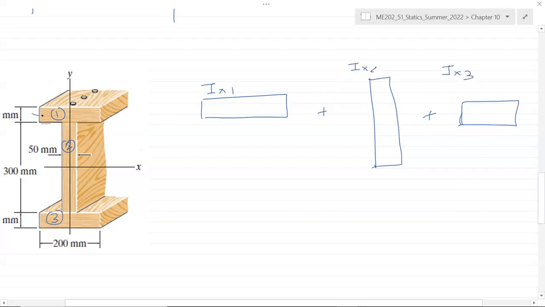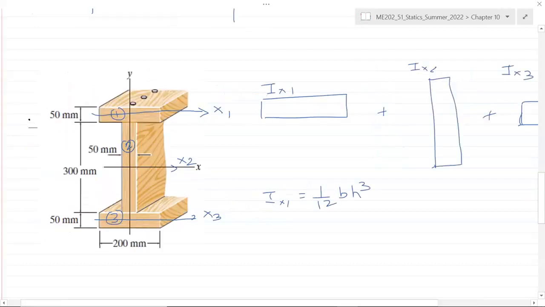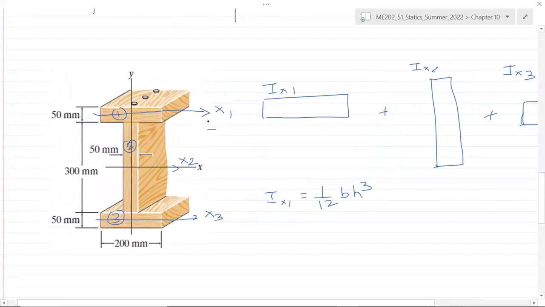Now, for shape 1, the formula gives us the moment of inertia about the x1 axis, which passes through its center. For shape 2, it gives us the formula about x2, and for shape 3, we know the equation about x3. So we can calculate Ix1 as 1/12 bh cubed, which is this b here, and h cubed is this height. However, this is only about x1, but if we are interested in calculating the overall moment of inertia of the top rectangle about x, then we have to apply the parallel axis theorem.